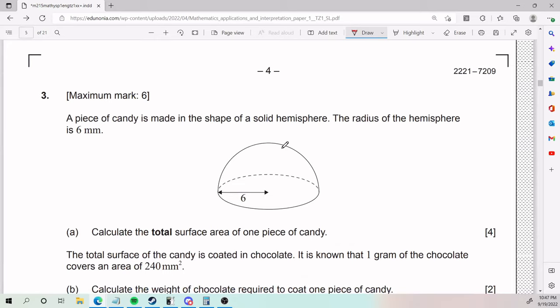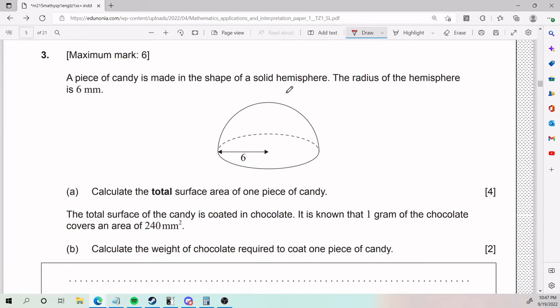Number three, let's keep going. A piece of candy is made in the shape of a solid hemisphere. The radius of the hemisphere is 6 millimeters. They already colored the radius in, it's right there, beautiful. And they also tell us that it's a hemisphere, keyword. Part A, calculate the total surface area of one piece of candy. Now, why is total in bold?